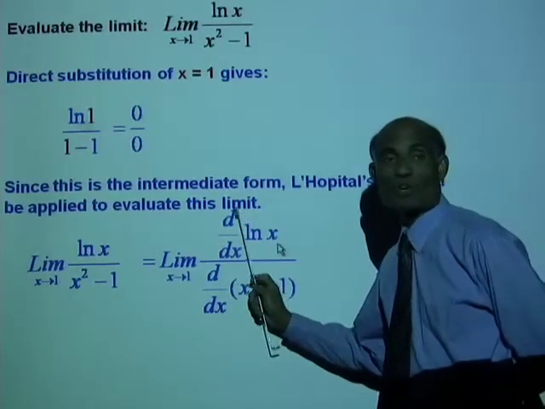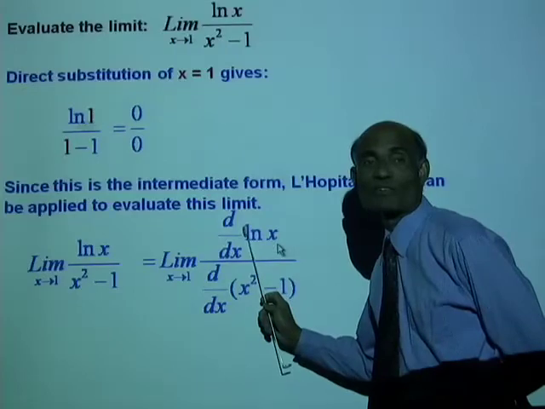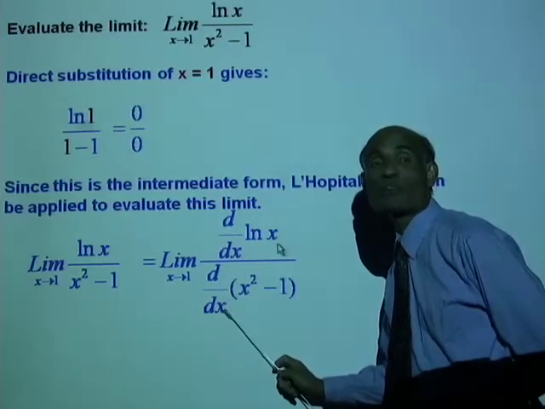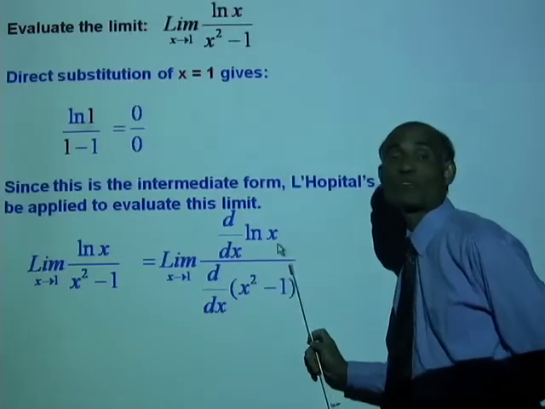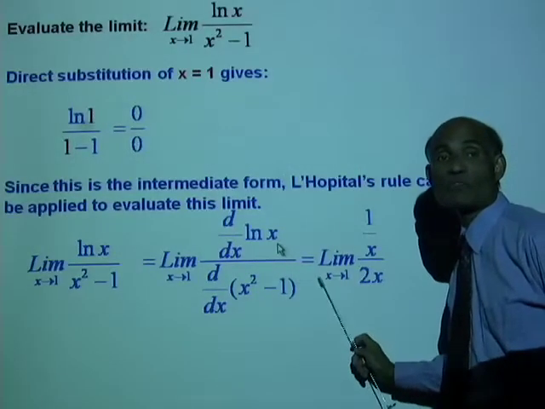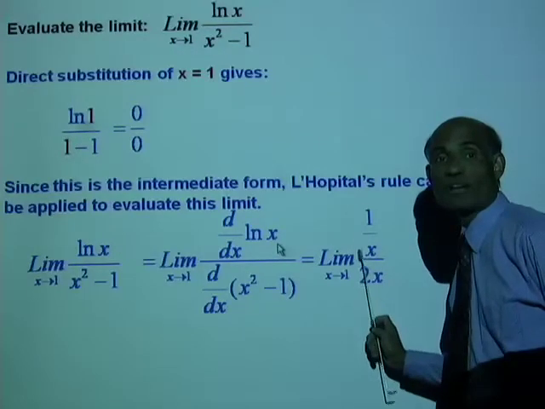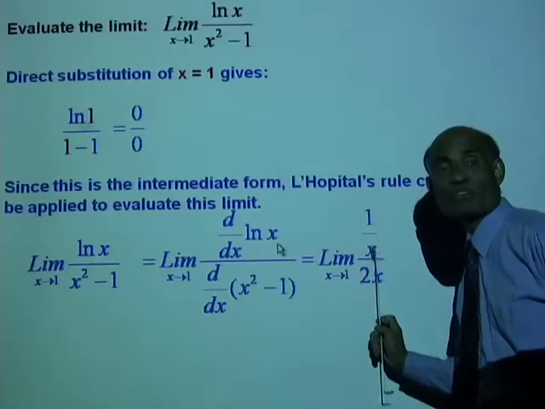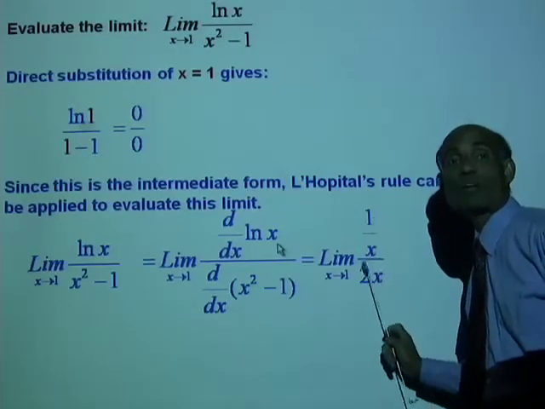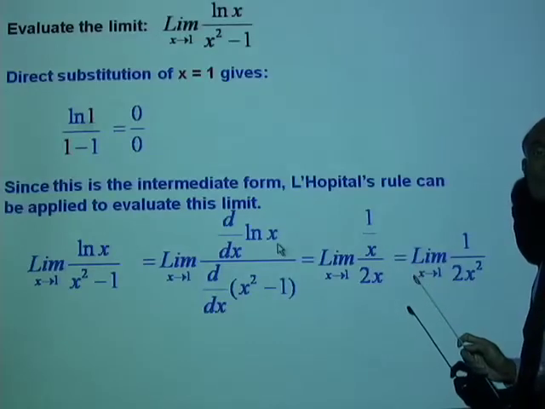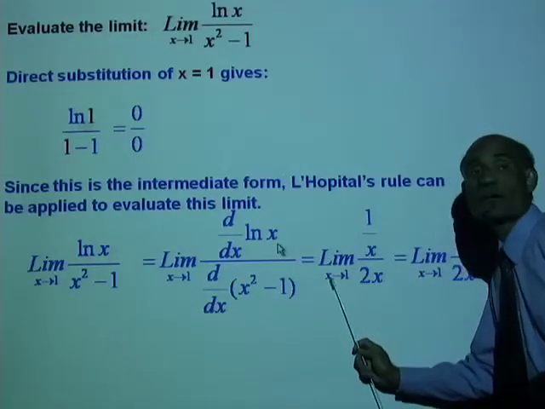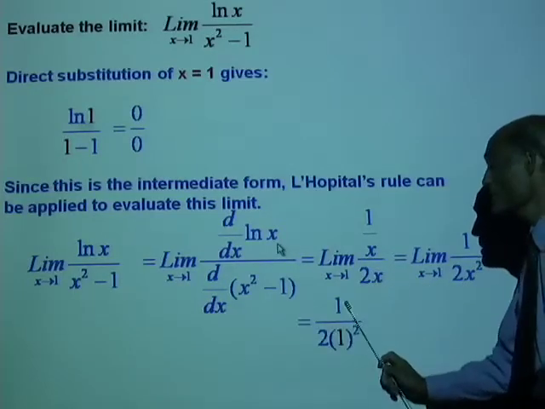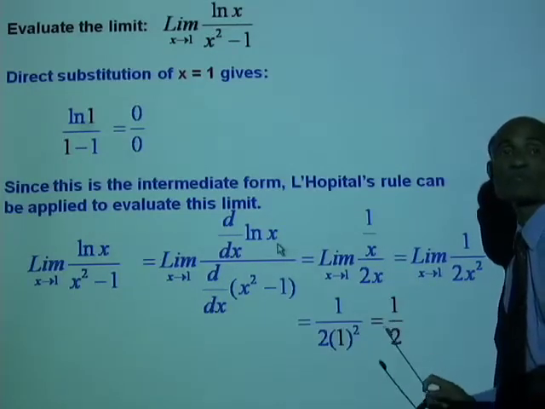That's right. And what is the derivative of ln x? The derivative of ln x is 1 over x, and the derivative of x squared minus 1 is 2x. So that will be the limit as x approaches 1 of 1 over x divided by 2x. What is that equal to? 1 over x divided by 2x is 1 over 2x squared. And what is the value of this when x equals 1? That will be 1 over 2 is the value of that limit.